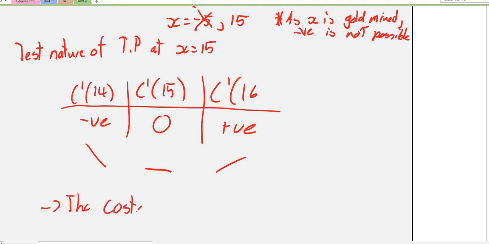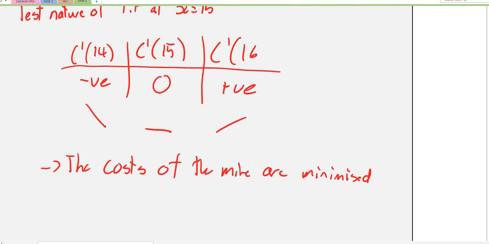So therefore, the costs of the mine are minimized when x equals 15 tons of gold.